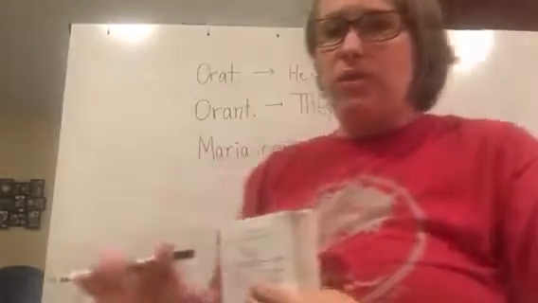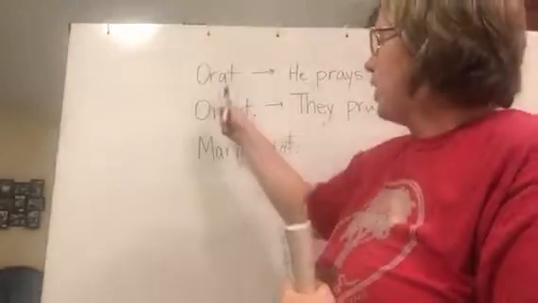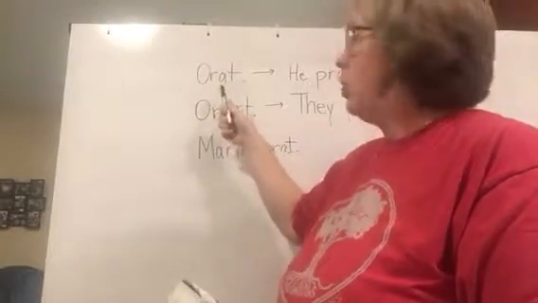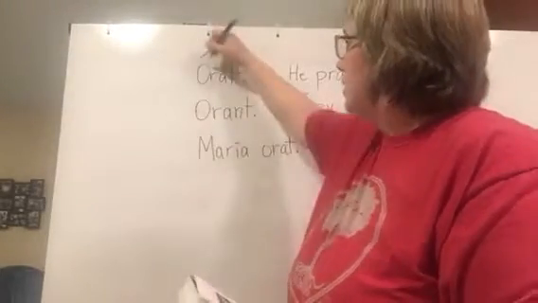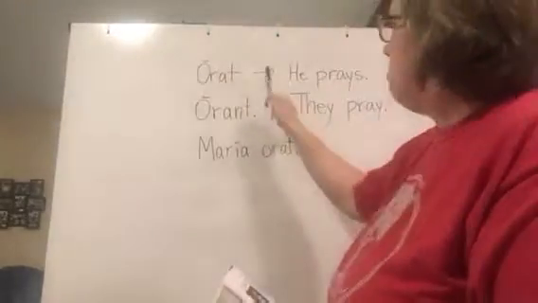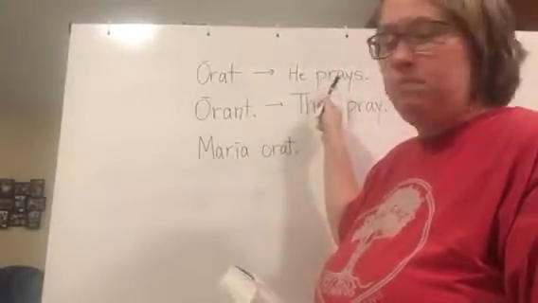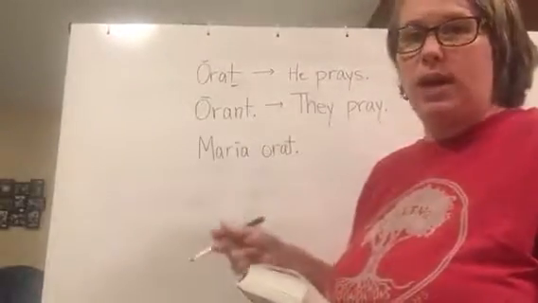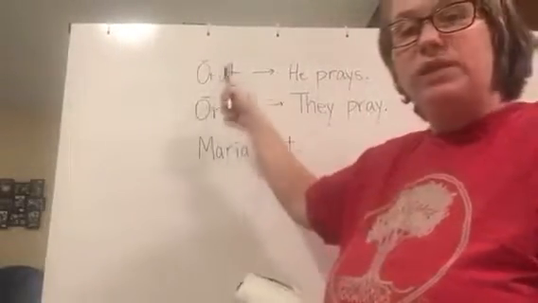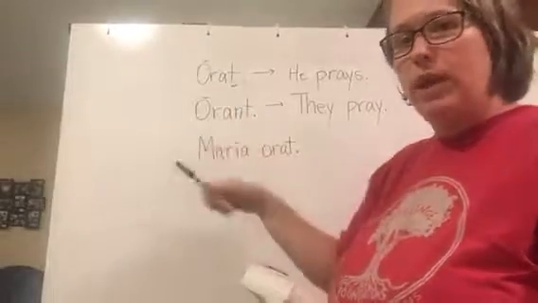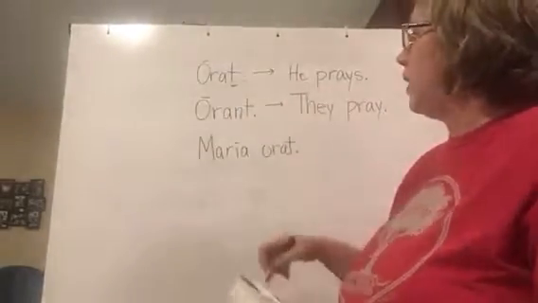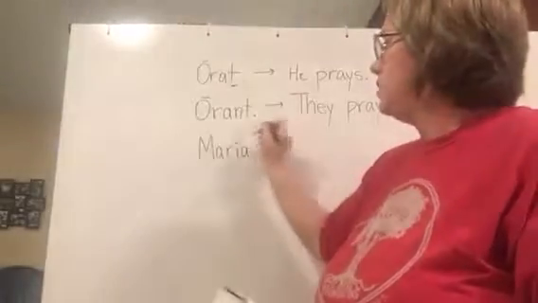So we talked about this for a few minutes last week, this part. Okay, this is orat, if I'm saying that correctly, orat, means he prays, okay? This ending, the T, tells us that it's he, she, or it. And if we don't know which one it is, we just say he. So he prays, okay? Then we have orant.